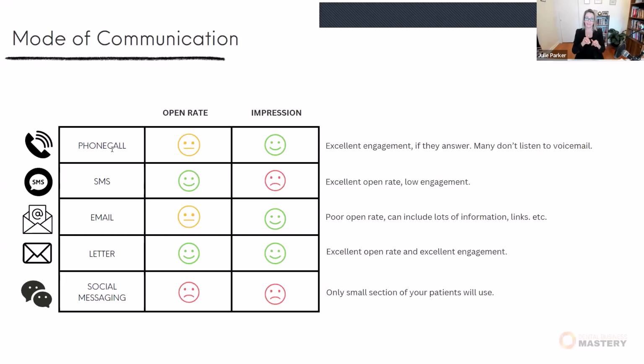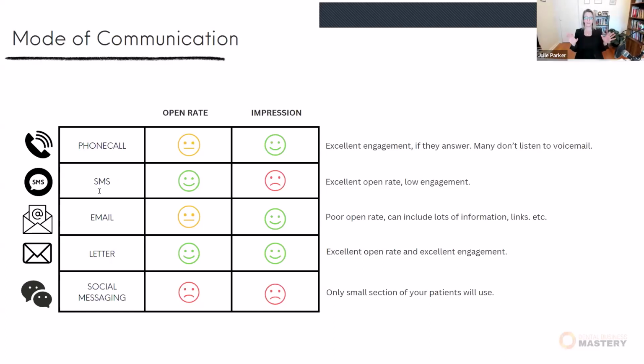If your practice has a large patient base that is more of an older generation, keep telephoning them. They're still answering their phone calls. However, if you're close to a university and you've got a bunch of students, don't phone them. They don't want to talk to you.